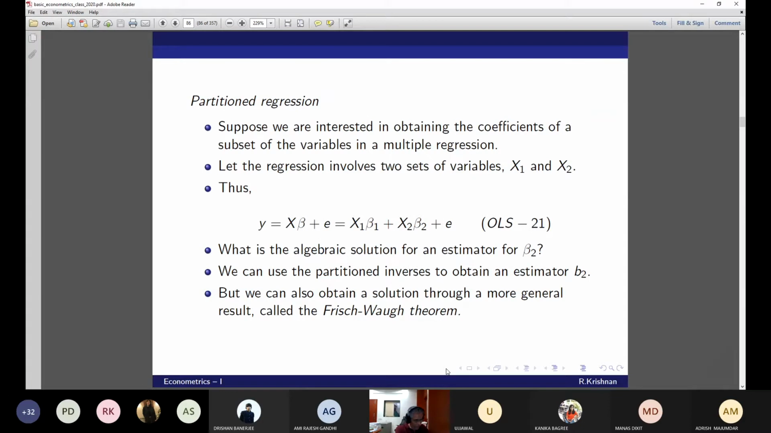What does the theorem tell you? Before that, you understand what is called a partitioned regression. I have a regression with two sets of variables, X1 and X2. So y equals X beta plus e, equal to X1 beta 1 plus X2 beta 2 plus e. What is the algebraic solution for an estimator for beta 2 alone?